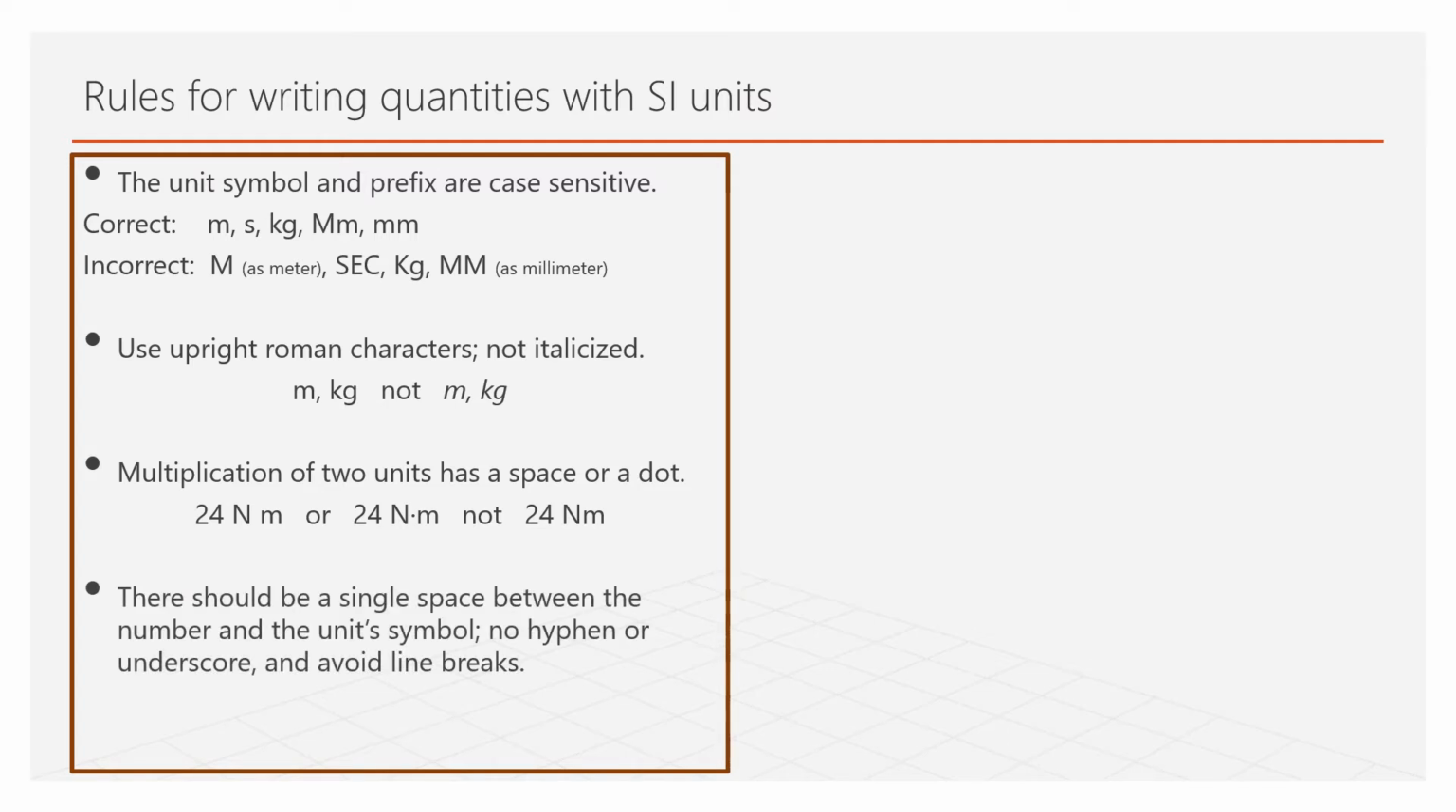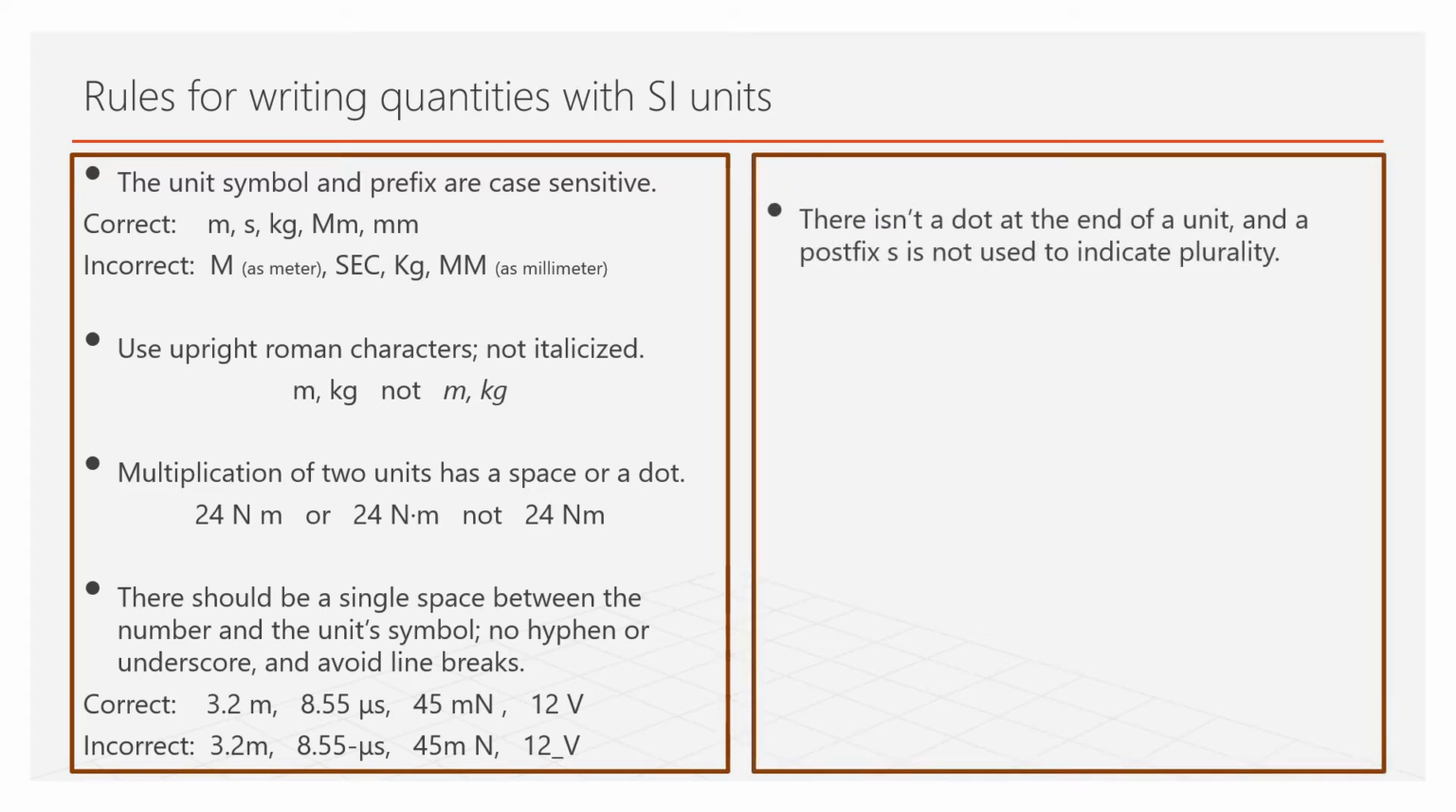There should be a single space between the number and the unit symbol, no hyphen or underscore, and avoid line breaks. Here are 4 correct ways of writing a unit, and here are incorrect ways of doing it. In the first one, there is no space between the number and the unit. In the second one, the space has been replaced with a hyphen. And the third one, a space is placed in the incorrect location. And in the fourth one, the space has been replaced with an underscore.